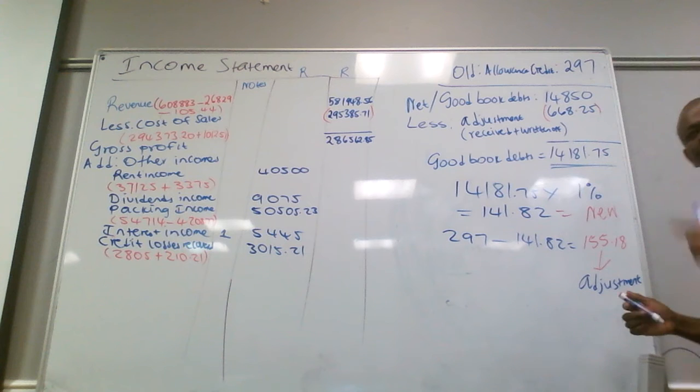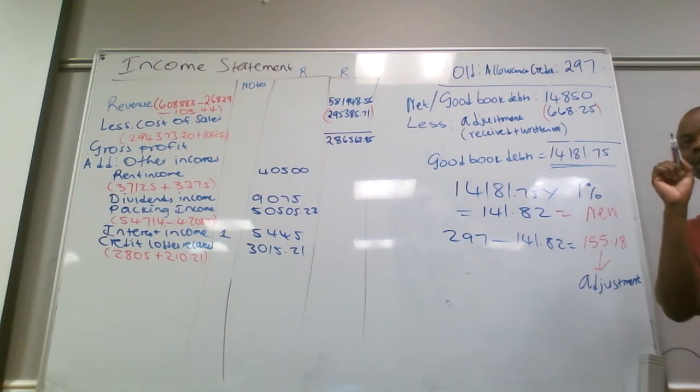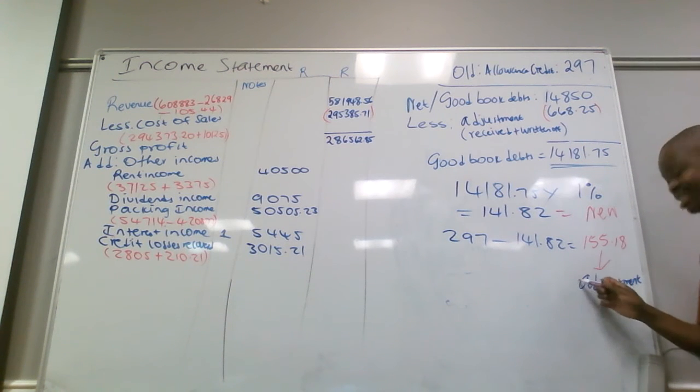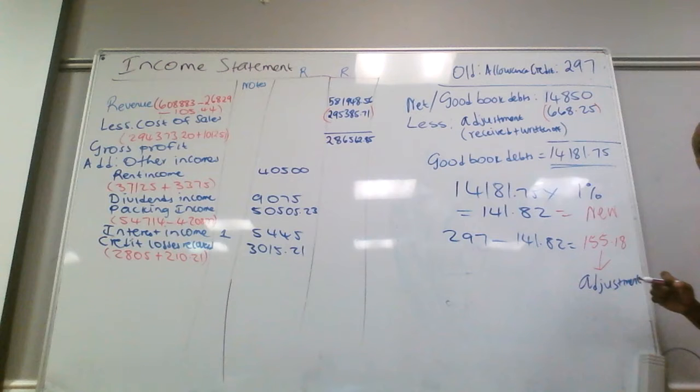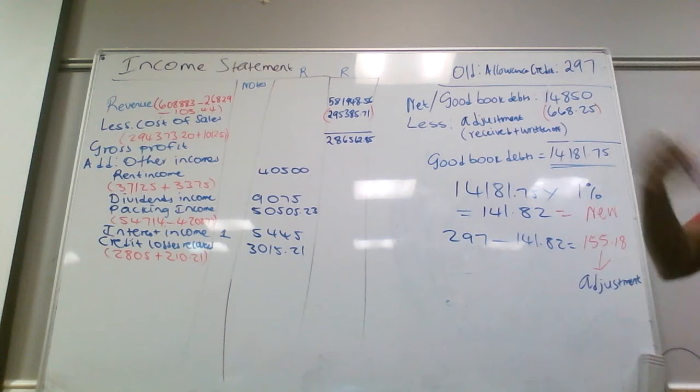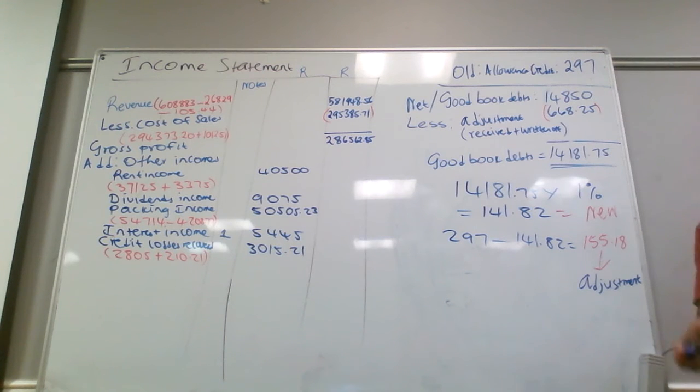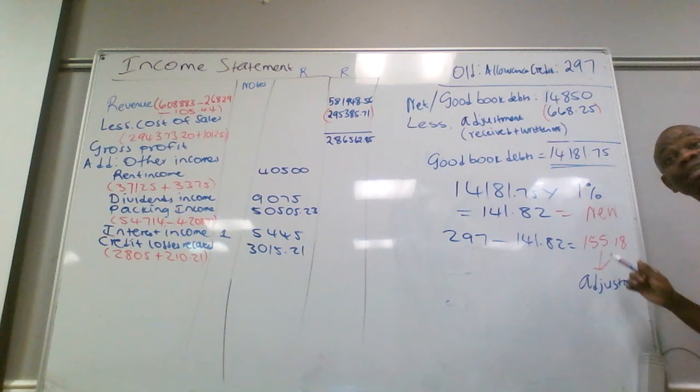Now, can I take you back? When we were dealing with the discount, this adjustment was taken for the discount granted. Where do we use it? Talk to me, please. Don't be afraid of me, guys. I'm here. You know me. Where do we use this adjustment for discount?